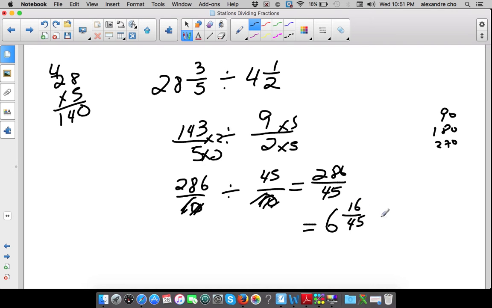Which one is this? The 4.5 laps, the laps around the school. So basically, by running 28 and 3/5 laps, she ran 6 and 16 over 45 miles. That's how much she ran.